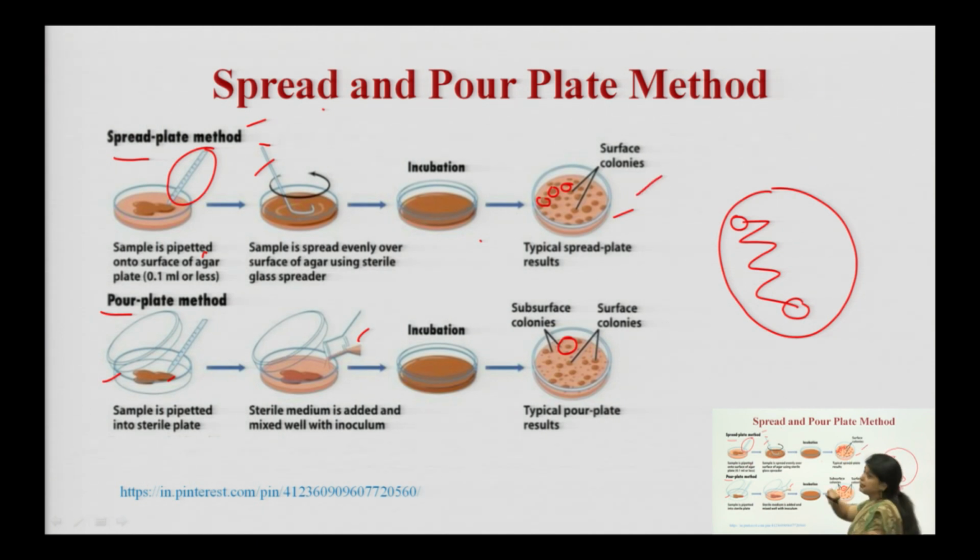Now, what is the main difference between the spread plate and the pour plate? In the spread plate, the colonies develop on the surface of the Petri plate, but in the case of the pour plate, the colonies are generated deep in the culture, not only on the surface. Colonies will develop on the surface as well as deep inside the culture media. So that is the pour plate isolation technique, in which we get colonies even deep in the culture, and we can isolate those colonies, and the isolated colonies are added to fresh media.